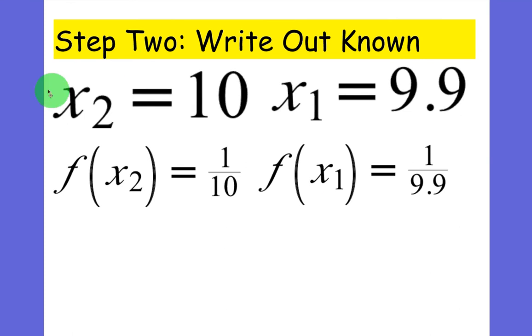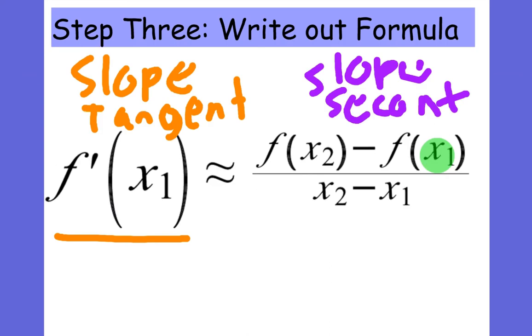Step 2 is to write out what is known. So now we know x2 is 10, x1 is 9.9, f of x2 is 1/10, f of x1 is 1 over 9.9. Next, this is the same formula you're going to use every single time for linear approximation. Now, notice how many variables are in this formula. This is one variable, the slope of the tangent line at x1. This is another variable, f of x2. f of x1 is another variable, x2 and x1. As long as you know 4 out of the 5, you can solve a linear approximation problem.